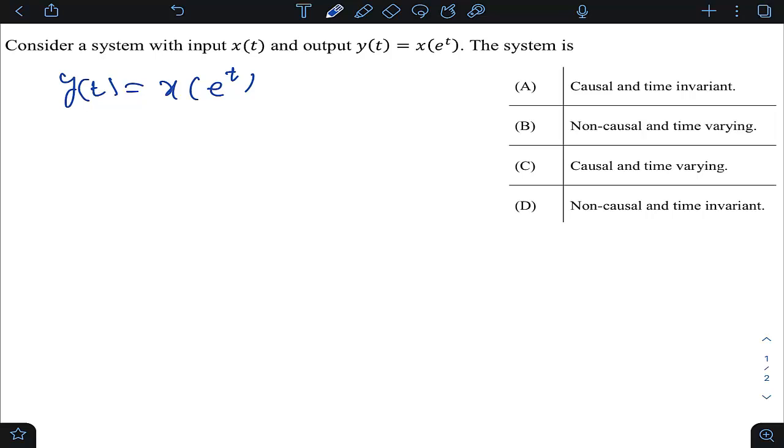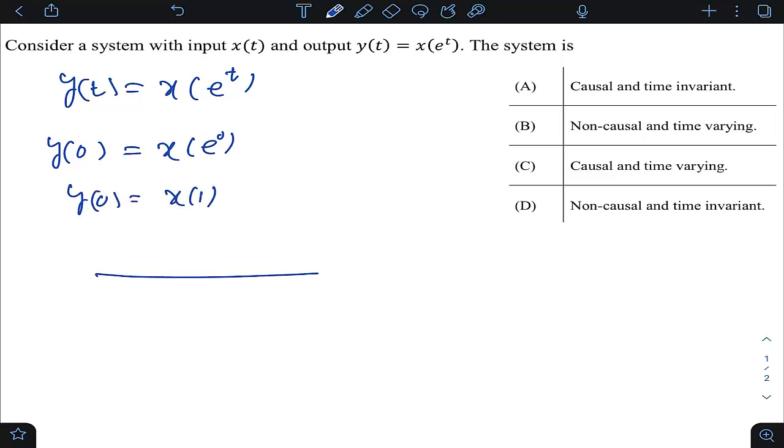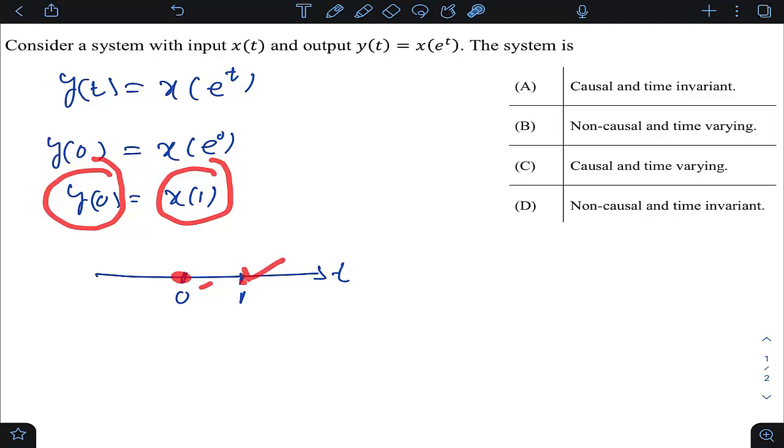That's the usual method. So here, by substituting t equal to 0, y of 0 is equal to x of e raised to power 0. So y of 0 depends on x of 1. That means if this is a timeline, this is time t equal to 0 and this is time t equal to 1. To produce the output at t equal to 0, you need the input at t equal to 1, which is a future dependency. To produce the output at the present instant, it needs an input at a future value. So this is definitely a non-causal system.